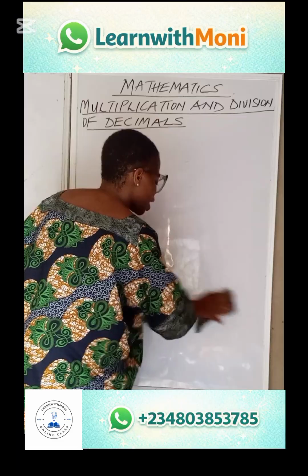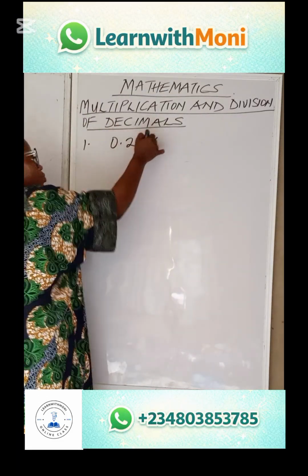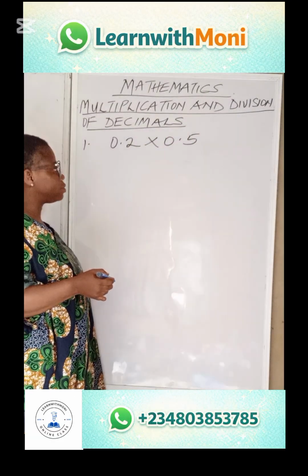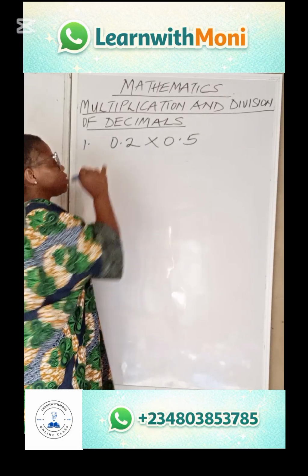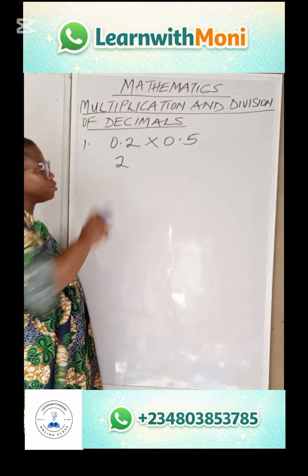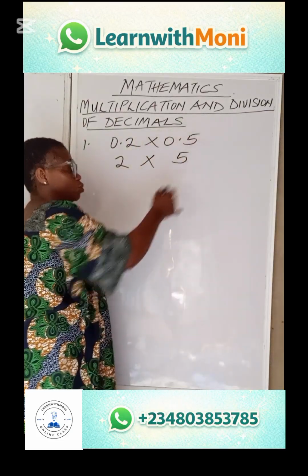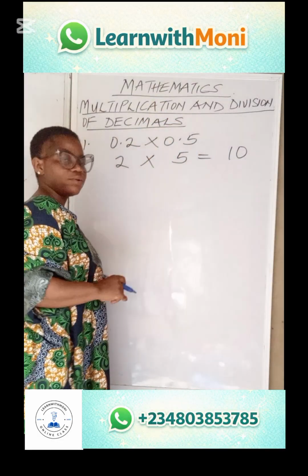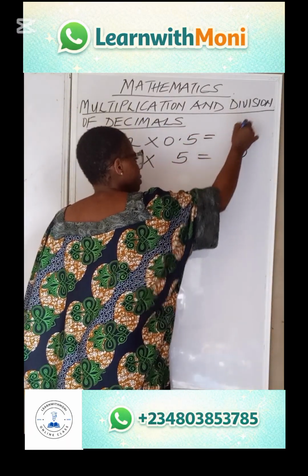Let's see a situation where I have 0.2 multiplied by 0.5. Look at this. 0.2 multiplied by 0.5. The cheapest thing to do is what I'm going to teach you first. The cheapest thing to do is to write the number without decimals. I have 2 here, that's without the decimal, times 5. 2 times 5 is 10. Then, coming back to write the answer for 0.2 times 0.5, I'm going to write the 10.